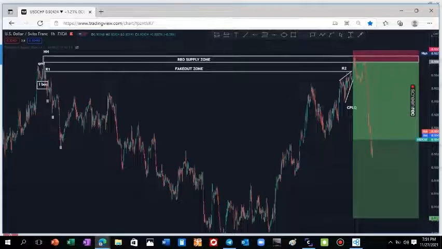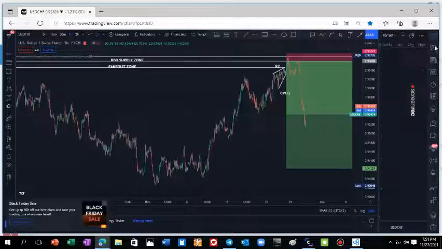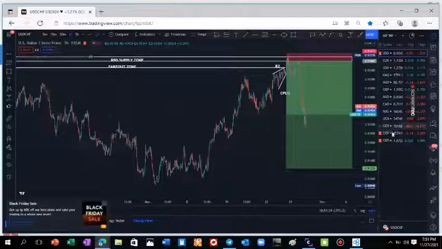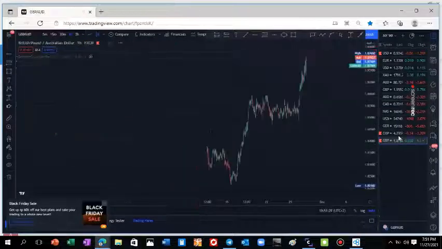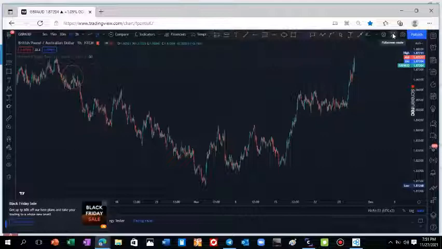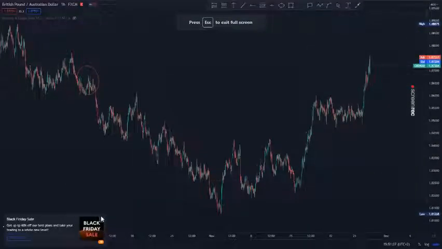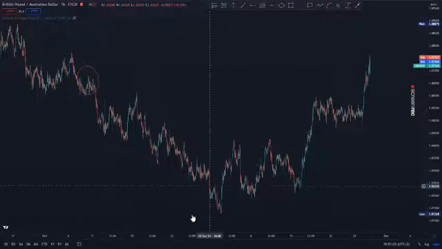All right, so this is what we had. This was the USD Swiss. All right, let's look at GBP AUD. All right, this one was a loser. Let me explain. Let me just show you what happened and what I saw, what made me take this particular trade and everything. Let's just dive into that.